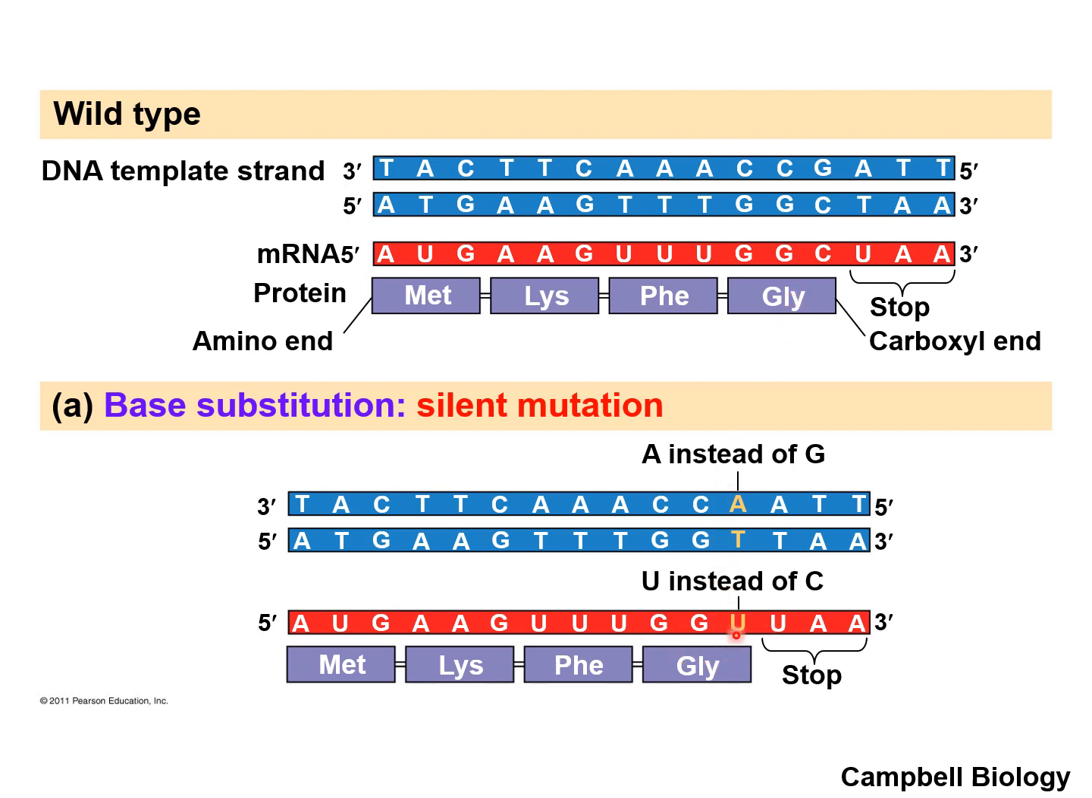Even though you can see that we've got a change in the messenger RNA codon, we've got GGU instead of GGC, we end up coding for the same exact amino acid, glycine. So this would be a silent mutation. We end up coding for the same exact amino acid.